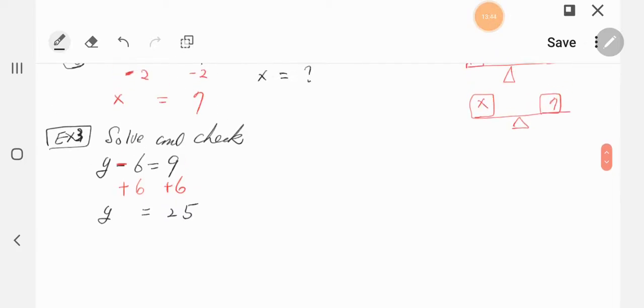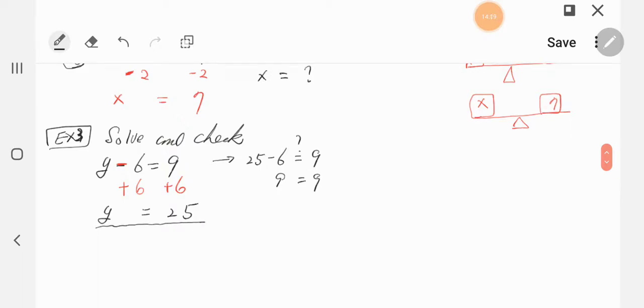Check. Okay, let's check. Okay, y is 25 minus 6. Then is it equal to 9? Is it true? Yes. Correct. So this is 9 is equal to 9. Correct. Okay. So this is the solution.